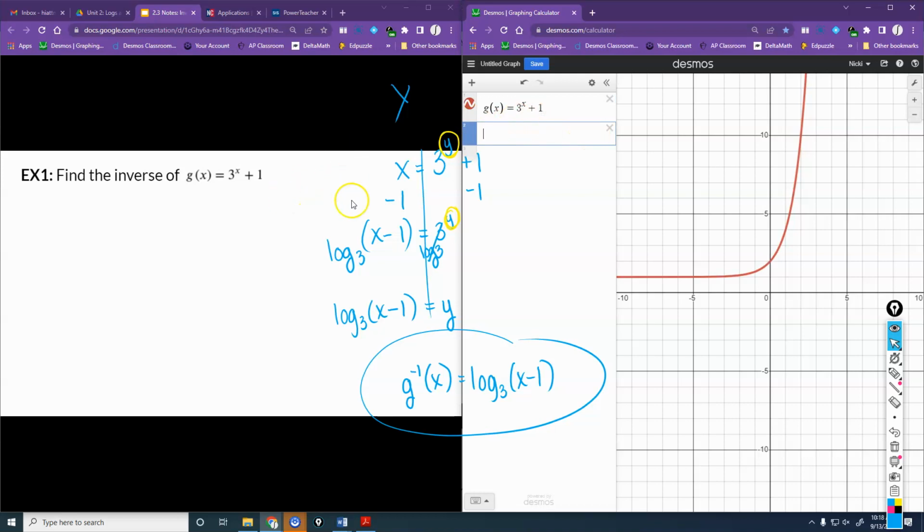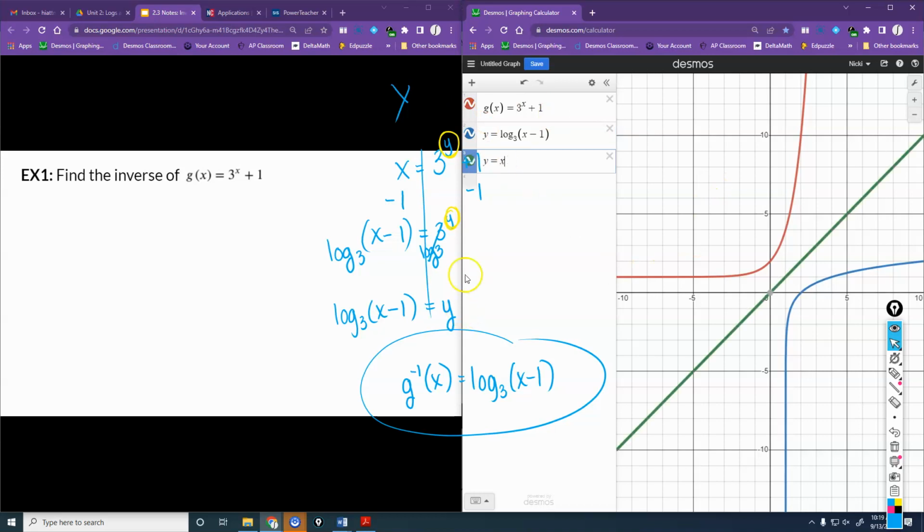Okay. My inverse, instead of using that g inverse, Desmos does not like inverse notation. Just use the line before, use a y. Y equals log base 3 of x minus 1. Okay, go ahead and graph these on Desmos. I want everybody to try this. Okay, and then we're going to graph y equals x in the third line. So graph those 3 right there.